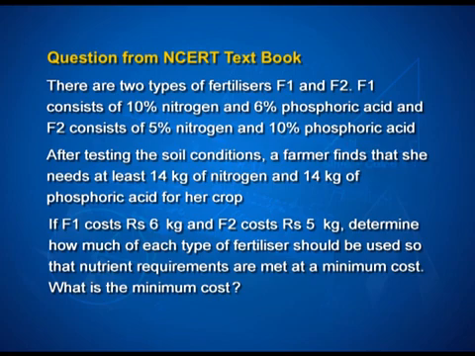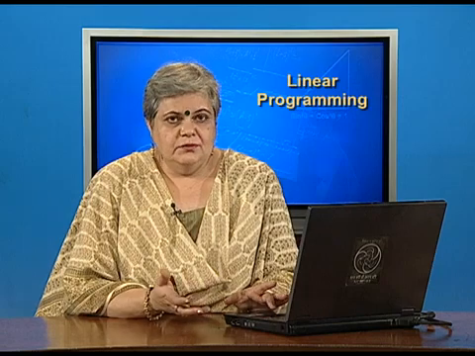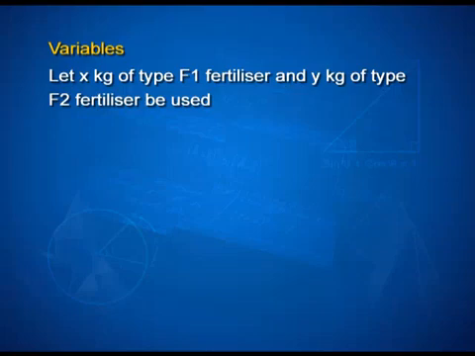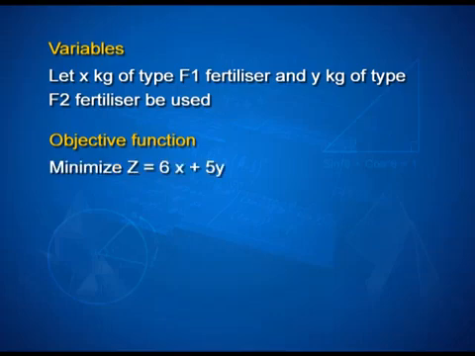So, with all of this in view, let us begin with first defining what the variables are, which would be x kgs of type F1 fertilizer, y kgs of type F2 fertilizer may be used. The objective function is the cost. To minimize the cost function, say z, which is 6x plus 5y.